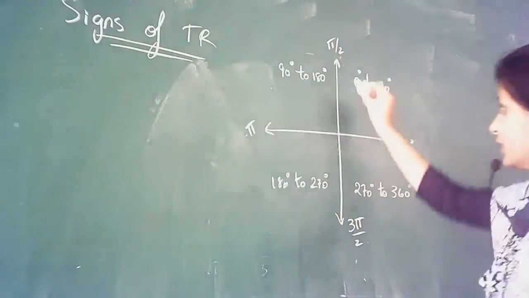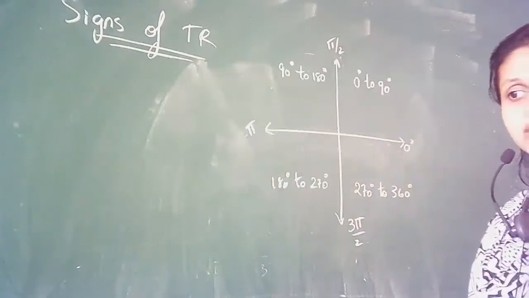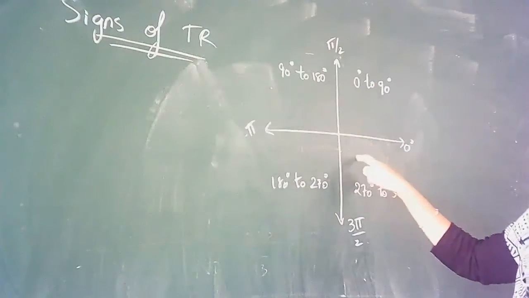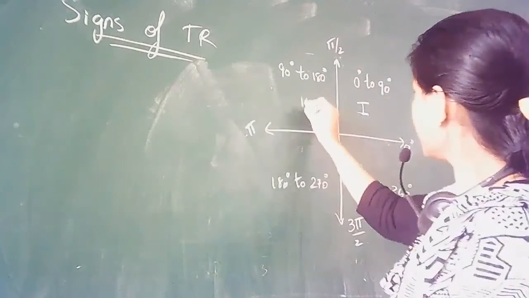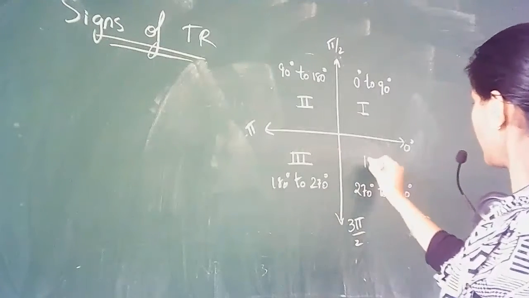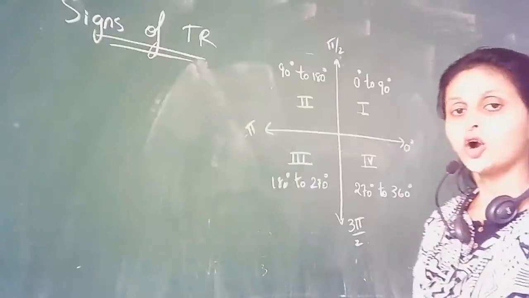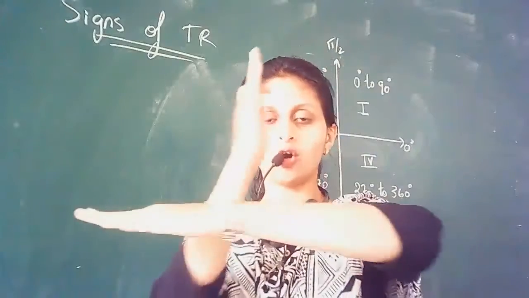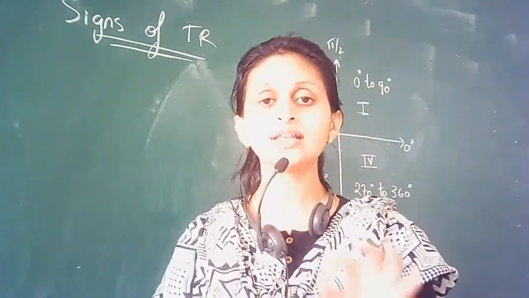See, students, these two coordinate axes will divide the plane into 4 parts, right? 1, 2, 3, 4. The first part is called the first quadrant. The second part is called the second quadrant. The third part is called the third quadrant. And the fourth part is called the fourth quadrant. The x-axis as well as the y-axis are nothing but coordinate axes. These coordinate axes divide the plane into 4 parts and each part is called a quadrant.